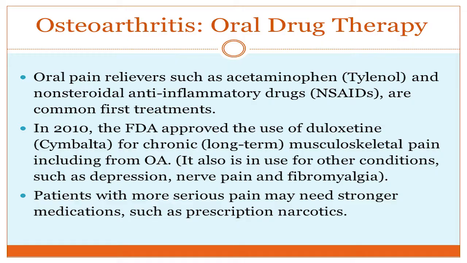In 2010, the FDA approved the use of a medication called duloxetine, otherwise known as Cymbalta, for chronic or long-term musculoskeletal pain from conditions such as osteoarthritis. This medication is interesting. It's used for other conditions as well. It was initially used as an antidepressant. It's also used to treat various causes of nerve pain as well as a chronic pain syndrome called fibromyalgia.